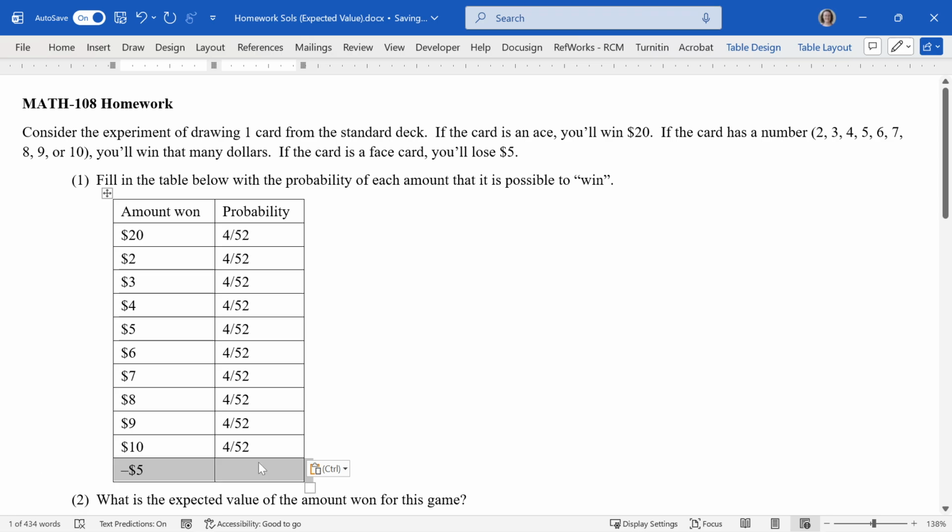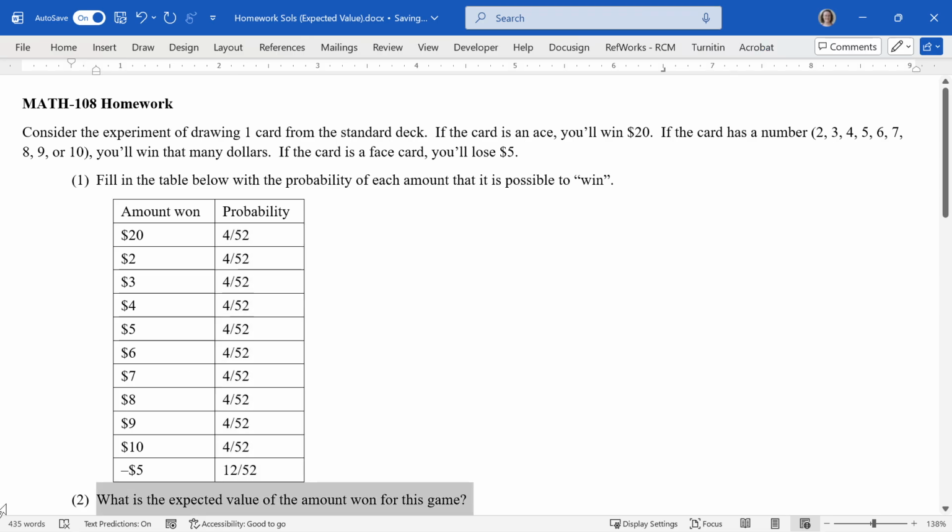Now for the last one, this is what happens if you get a face card. So we need to think about how many face cards there are in the deck. Face cards are jacks, queens, and kings. They literally have people's faces printed on them. So there are 12 of them in total. If we were to add up all these probabilities here, they should all add up to 1. So you could check that if you wanted to.